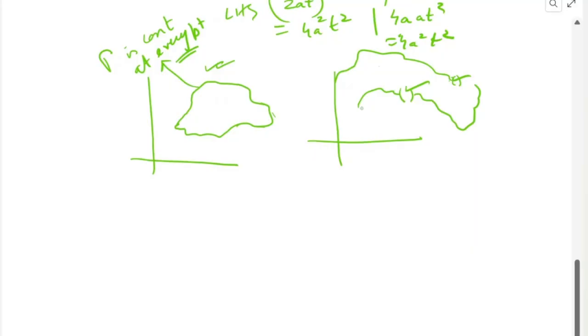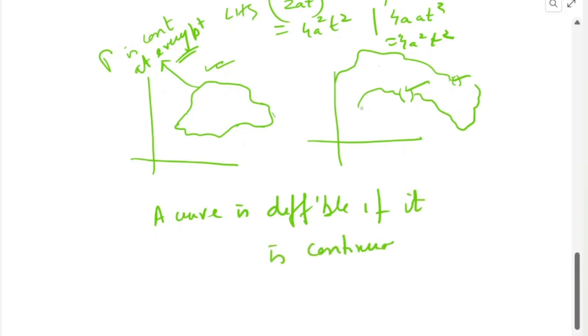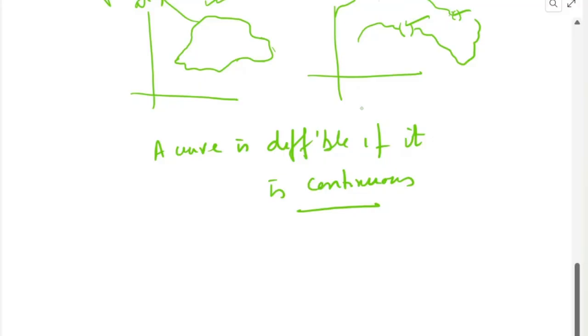I'm not going into the details of this proof because it's a part of the analysis. Only for the vector thing, you need to remember it. Let me just write it more precisely. A curve is differentiable if it is continuous. Okay, if it is continuous, then you can differentiate it. But not the other way around: not every continuous curve is differentiable. Obviously, there are some loopholes in there.